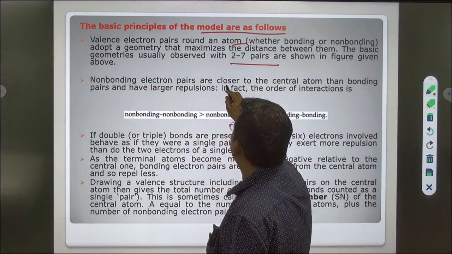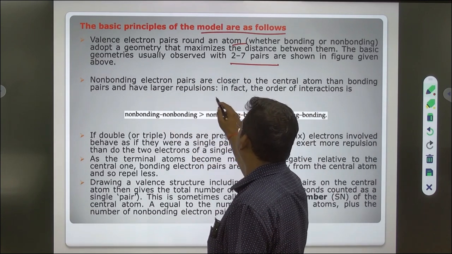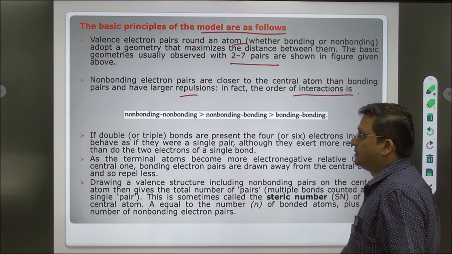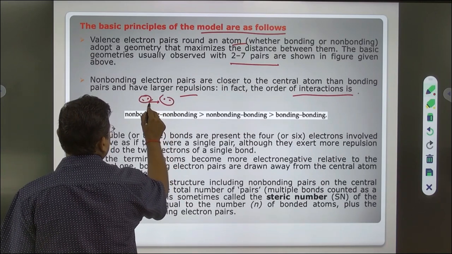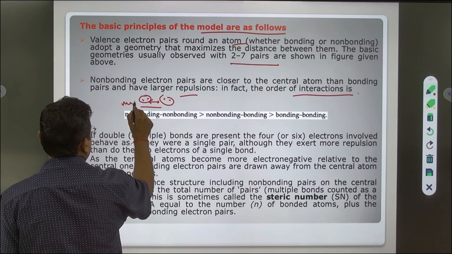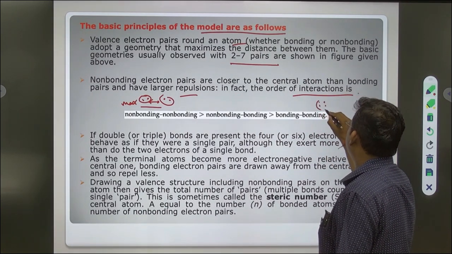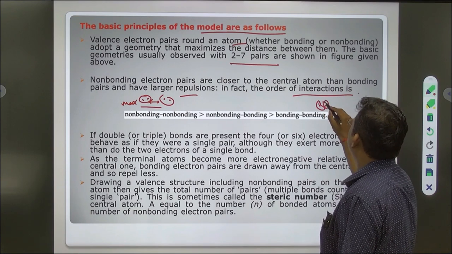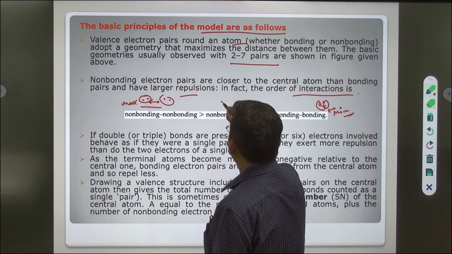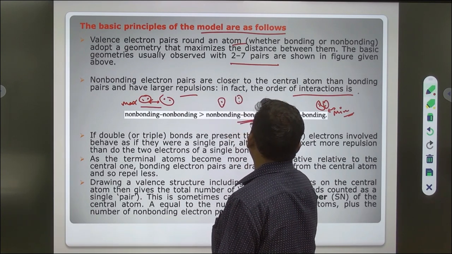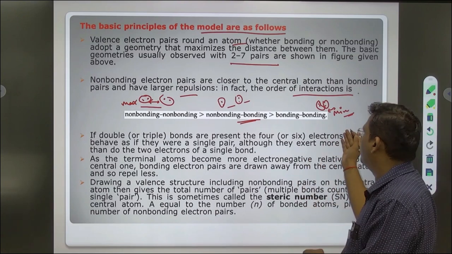Non-bonding electron pairs are closer to the central atom than bonding pairs and have larger repulsion. In fact, the order of interaction is as follows. When two non-bonding pairs are there, the interaction is maximum. Where two bonding pairs are there, the interaction is minimum. And between a non-bonding pair and a bonding pair, the interaction is in between the non-bonding repulsion and the bonding repulsion.